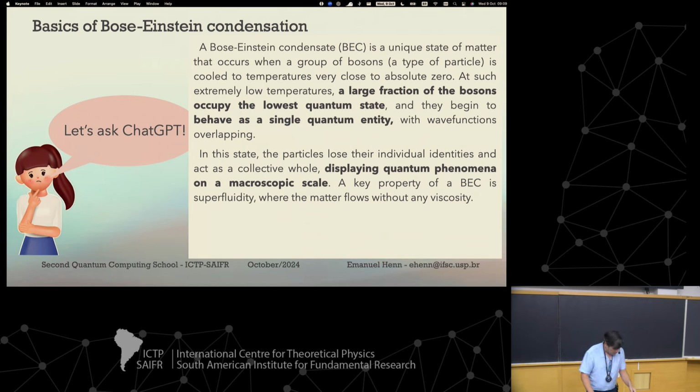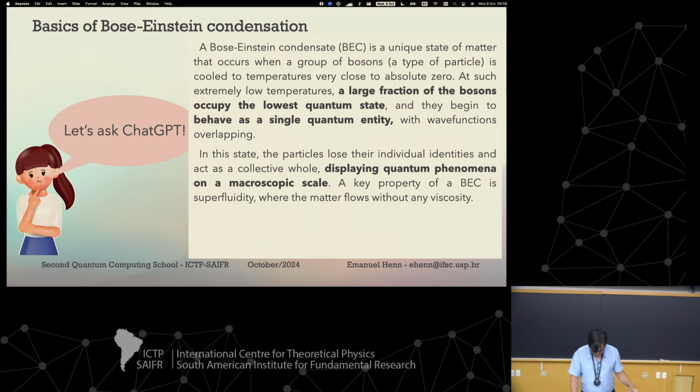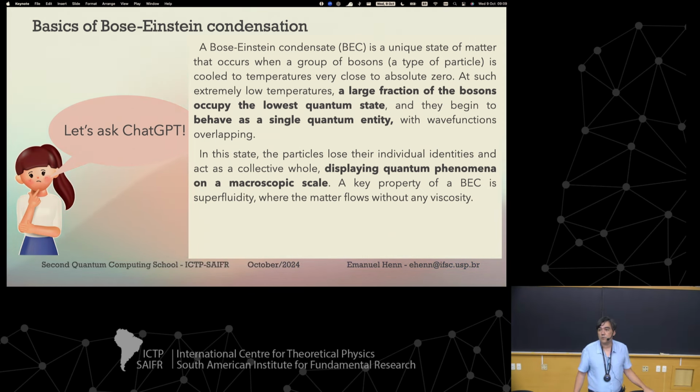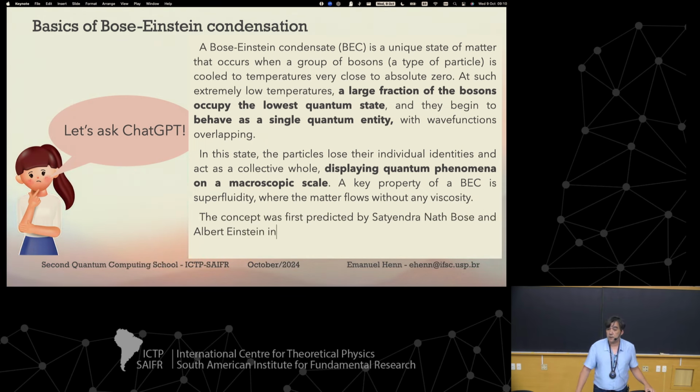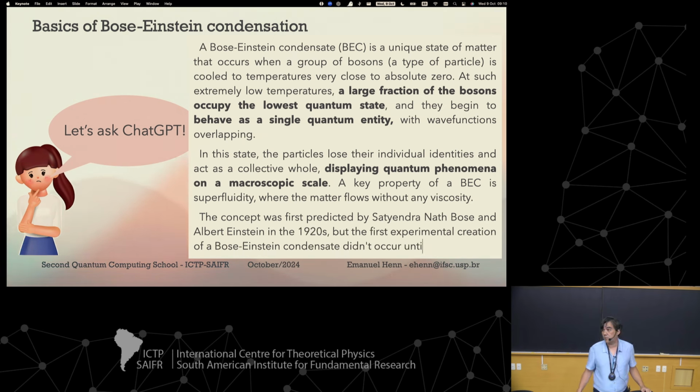Okay, and then of course it also gives me key properties of a BEC. Maybe the most interesting of them is superfluidity. We come back to this at some point. And it has also given me the historical context. It's from 1925. So next year, the prediction for Bose-Einstein condensation from Bose and Einstein turns 100 years old. And actually, it turns 30 years old from an experimental point of view.